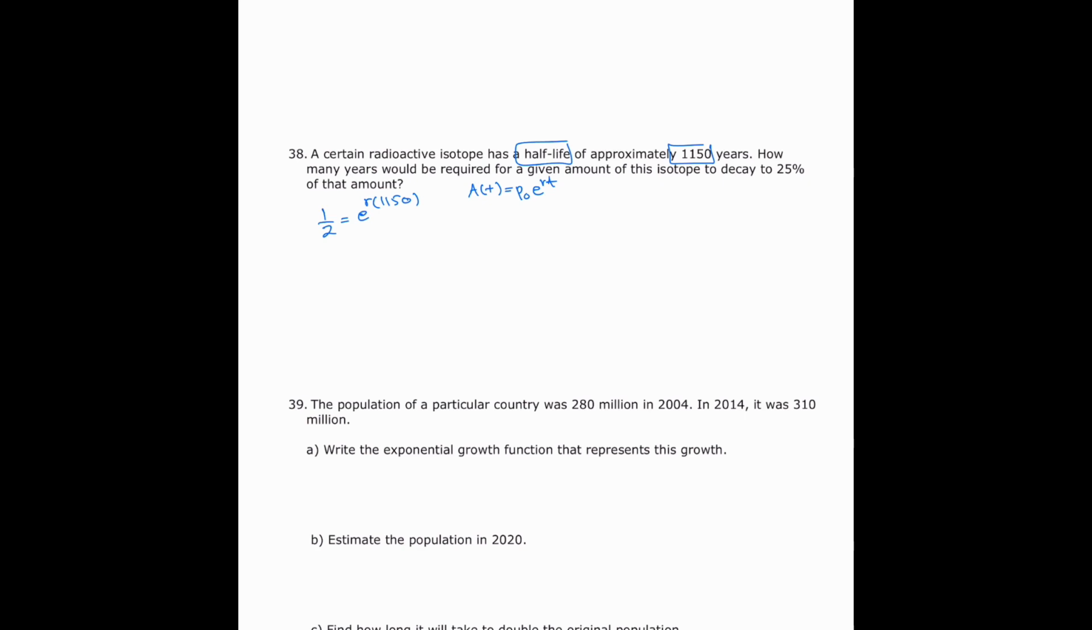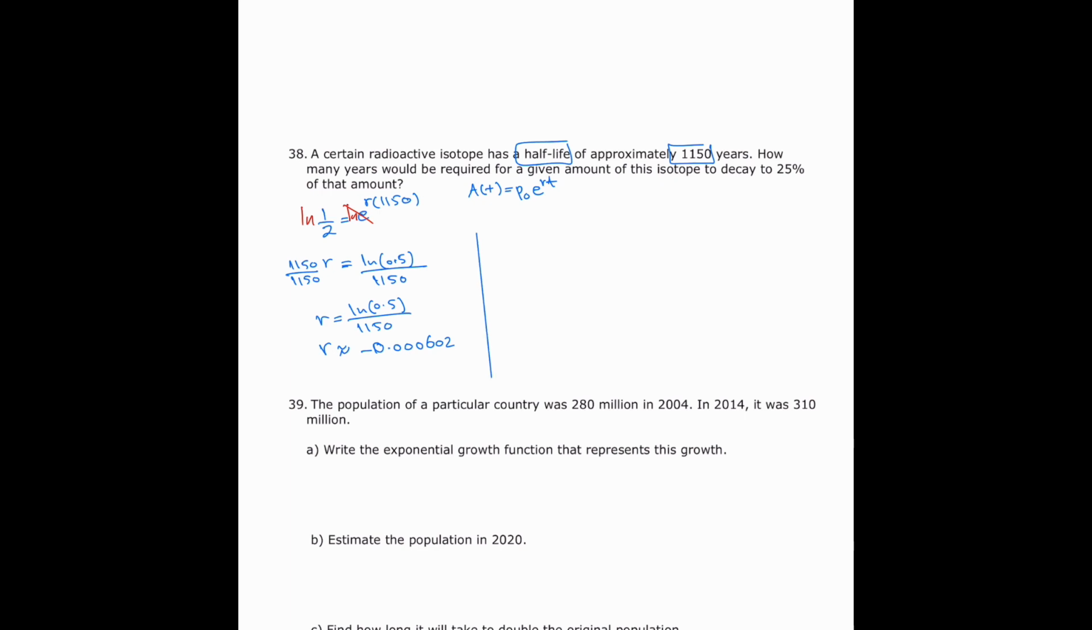Now we're going to solve for the rate. We're going to find the rate. So we're going to take ln of both sides of the equation. These will cancel, and you will have 1,150r equals that. Now we're going to divide by 1,150. So the rate is ln of 0.5 over 1,150. We found the rate of decay, which is approximately negative 0.000602. That is what r is equivalent to, approximately.